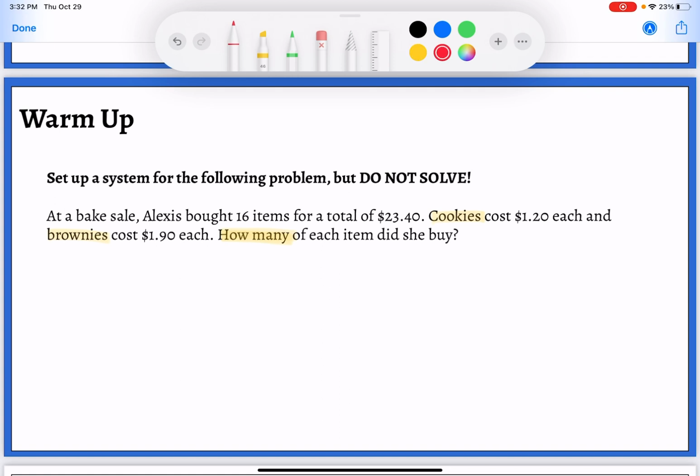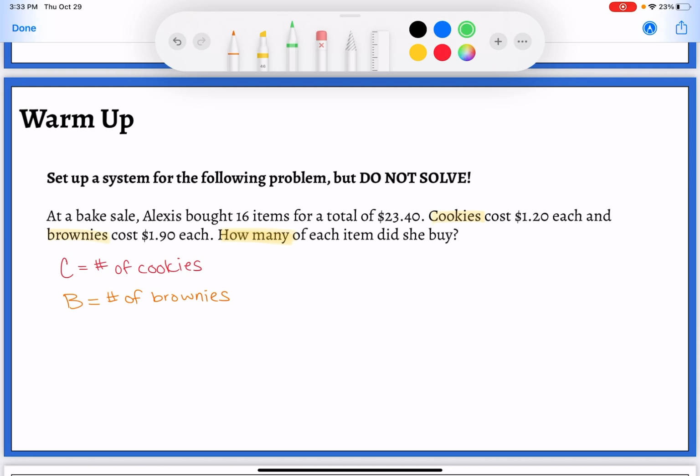So I am going to have my variables stand for the number. So let's go, C equals the number of cookies, and let's say B equals the number of brownies. Now you could use X and Y if you want to, not a problem. Like I said in other videos, I kind of like to use letters that make sense as long as they don't look like numbers. Okay, so C is the number of cookies, B is the number of brownies.